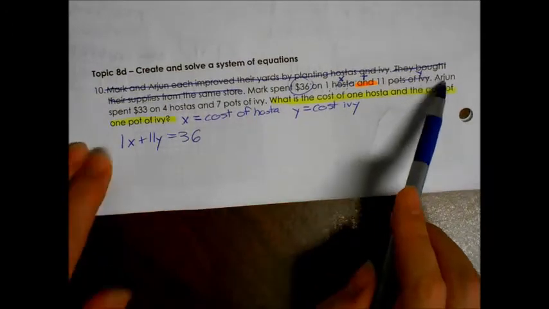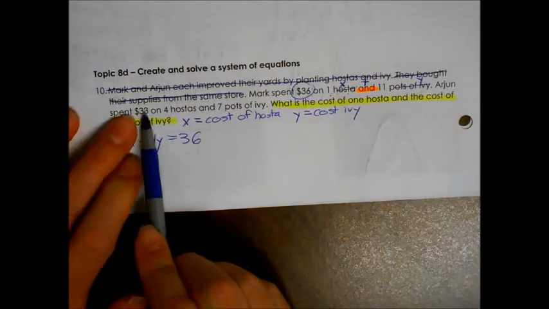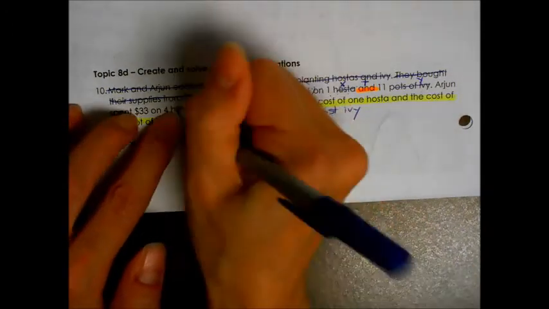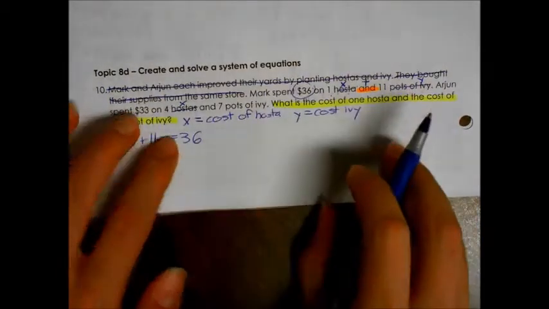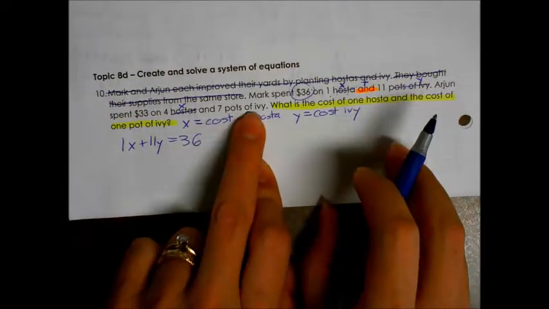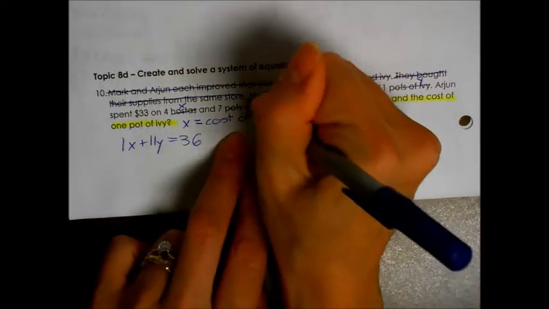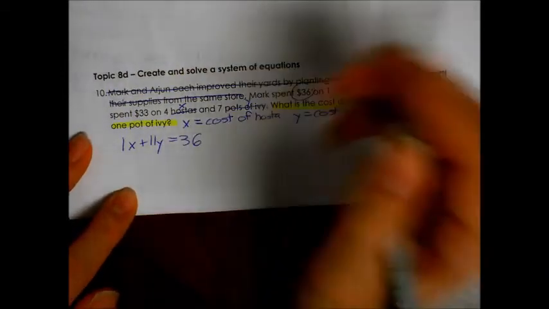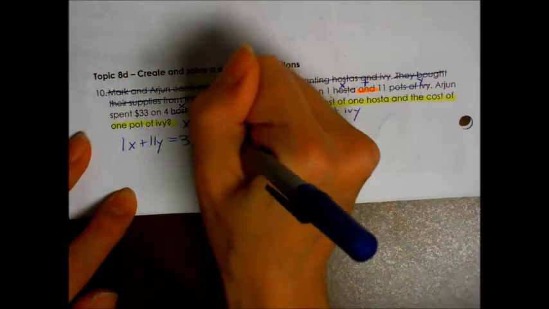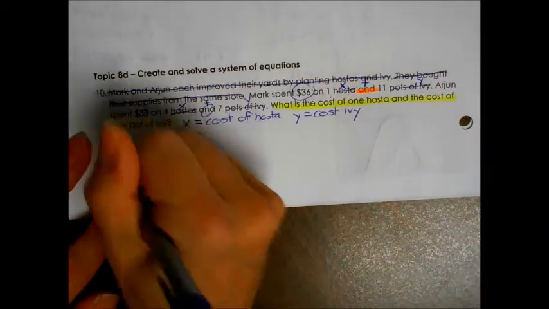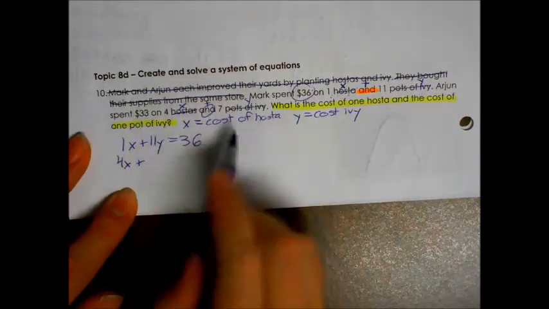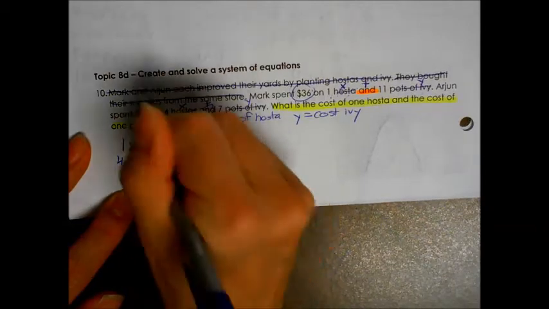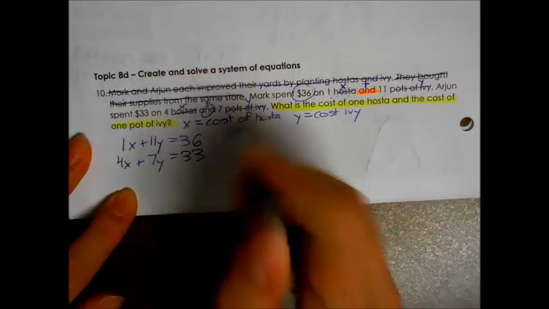Let's look at my next one. Arjun spent $33 on 4 hostas. Well, we're using x for hosta, so I'm going to cross off hosta and put x. And 7 pots of ivy. We're using y for ivy. I'm going to cross it off and put y. So this and, again, means plus. So this is saying 4x plus 7y, and the total cost is 33.